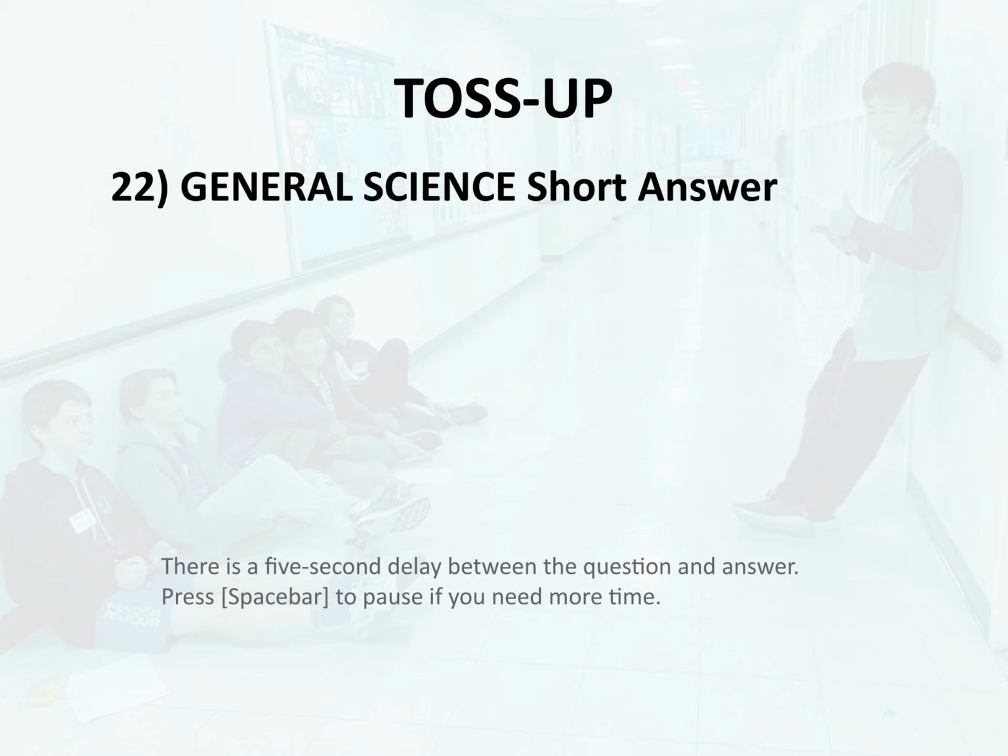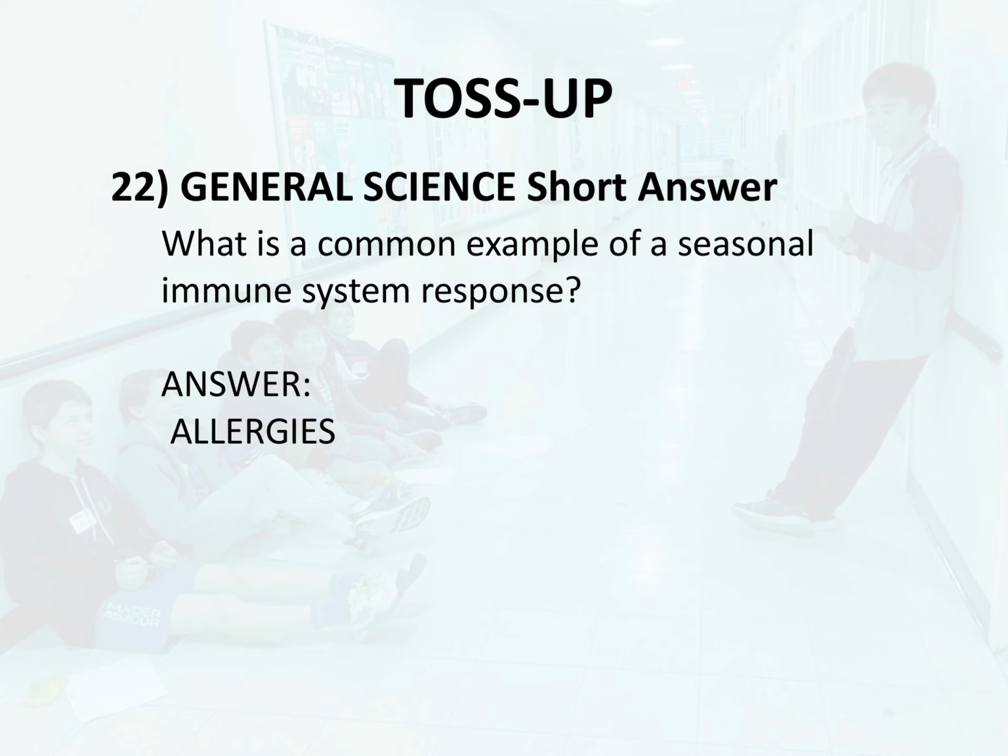Toss-up 22. General science. Short answer. What is a common example of a seasonal immune system response? Answer: Allergies.